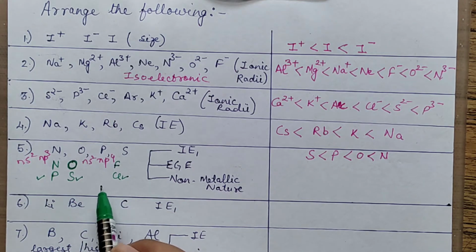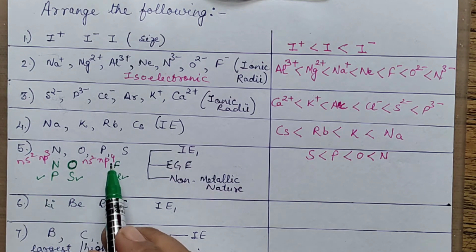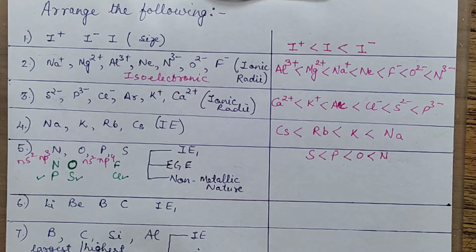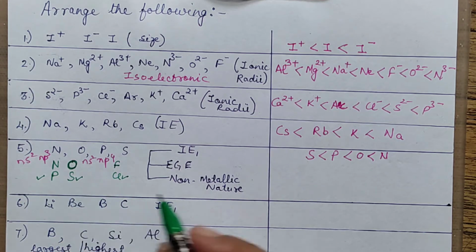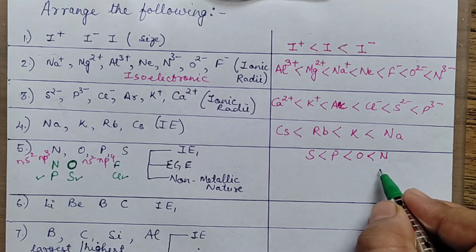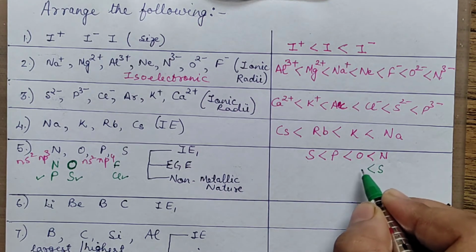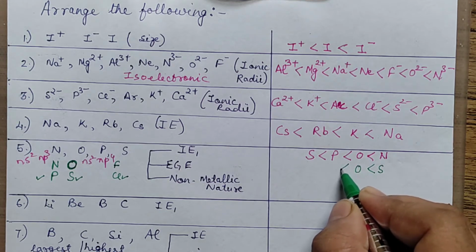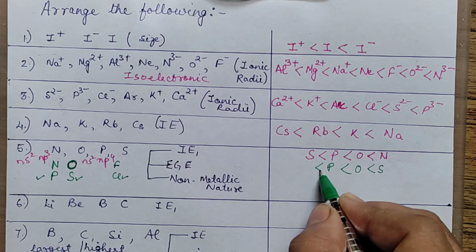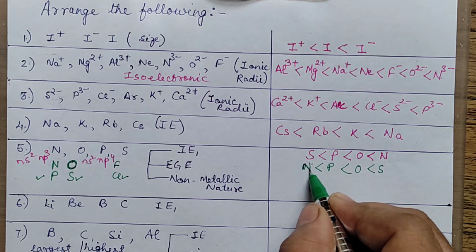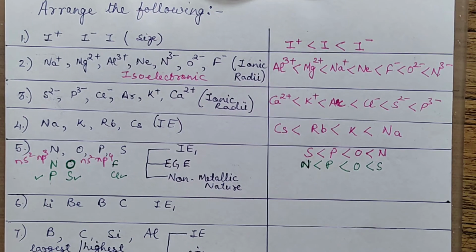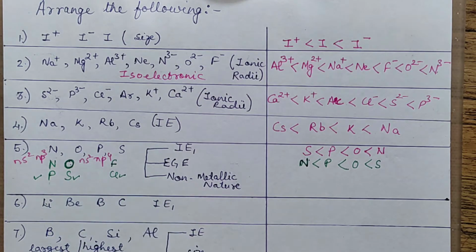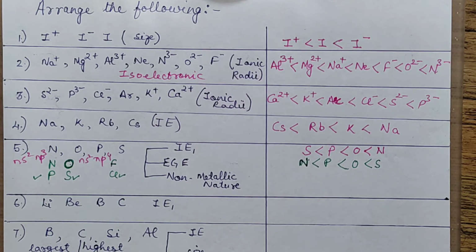So these lower ones have more electron gain enthalpy than their respective upper members, because of less repulsion. Because the size is small, there will be more interelectronic repulsion. So if we are writing the order for electron gain enthalpy, sulfur would be maximum, and then comes oxygen. After that is phosphorus, and the least will be nitrogen. This is the order. S is more than O, and P is more than N. What is the reason for it? The reason is, if they are smaller in size, there is more interelectronic repulsion.